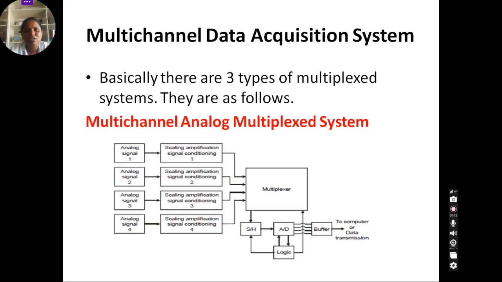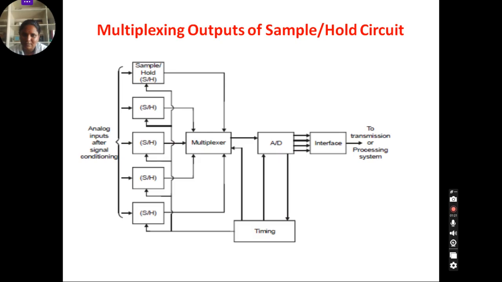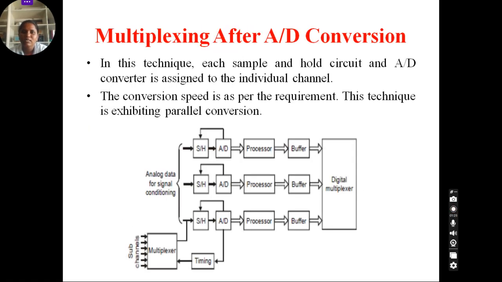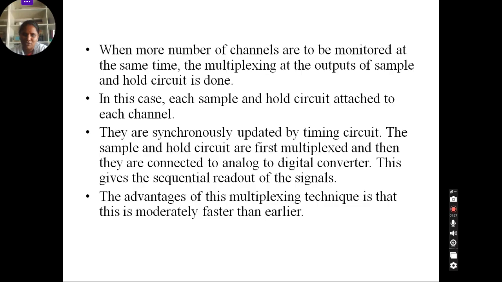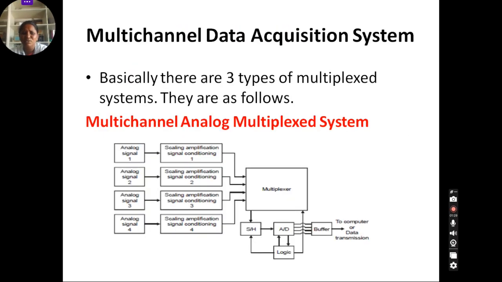Basically, a multi-channel data acquisition system can be divided into three types. First, the multi-channel analog multiplexer system. Second, multiplexing the output of sample and hold. Third, multiplexing after A to D conversion. First we discuss the multi-channel analog multiplexer system.